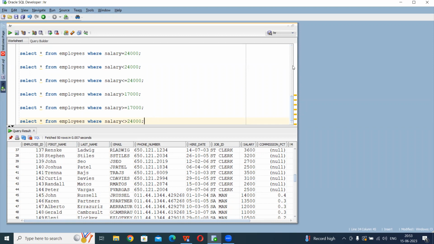So simply, guys, if you want to include the condition, you need to mention equal to. If you do not want that value, you need to mention not equals to. So this is how we write queries for all the comparison operators.